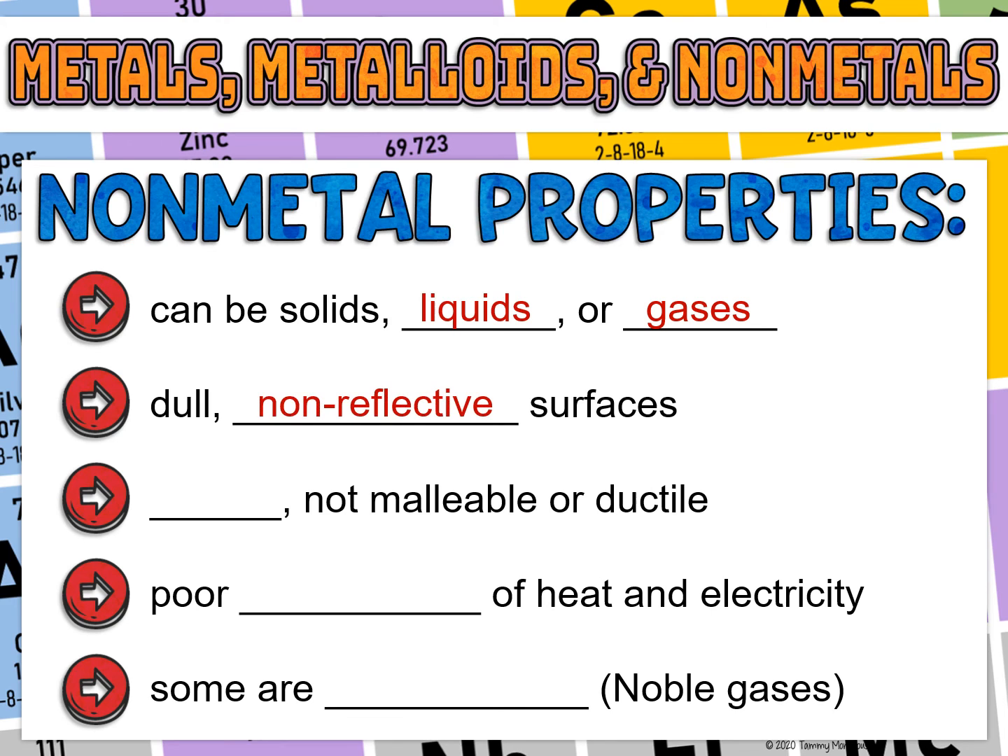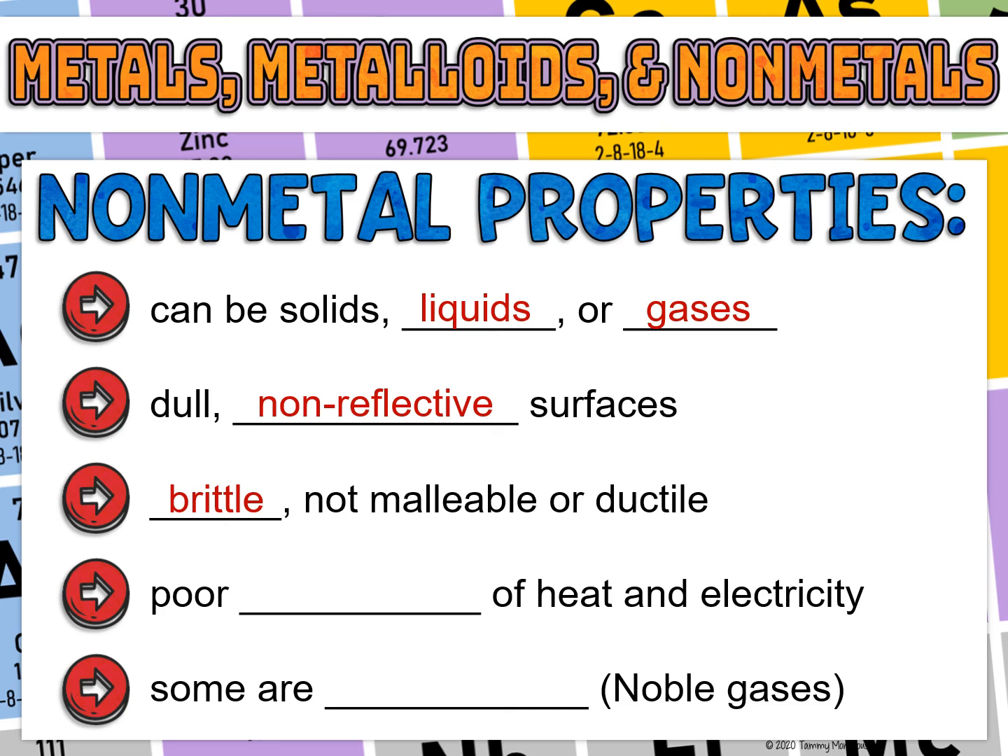They are dull and non-reflective. Obviously if they're gases, they're not going to be reflective, but if you see any of those that are in solid form, they're not shiny or anything like that. They're brittle. That means they can break easily. They're not malleable. If you take a hammer to them, they're not going to flatten out into a sheet. They're just going to break.